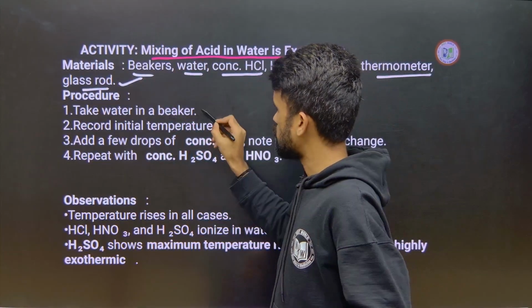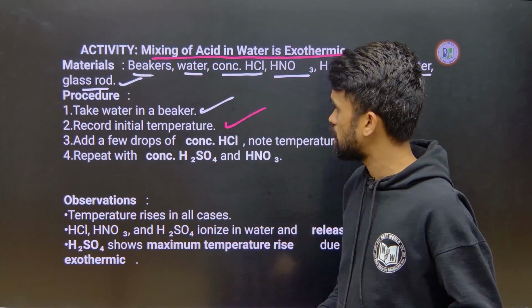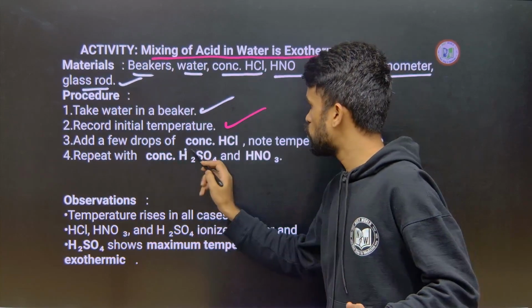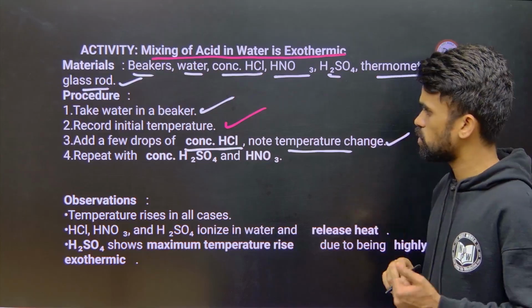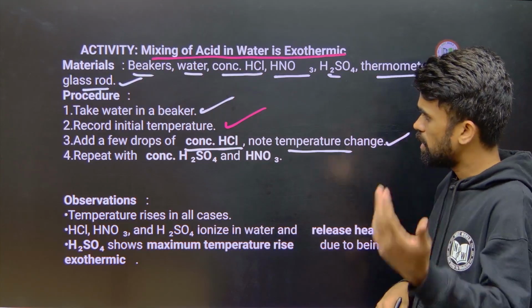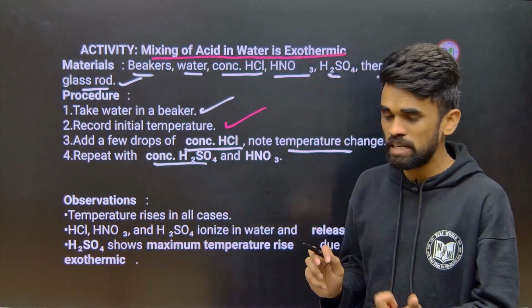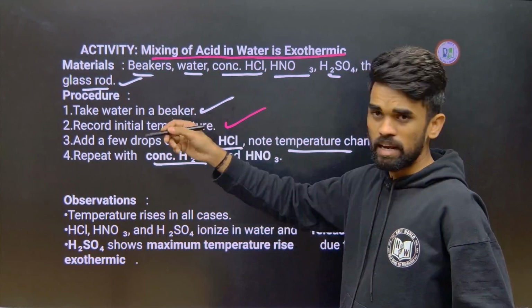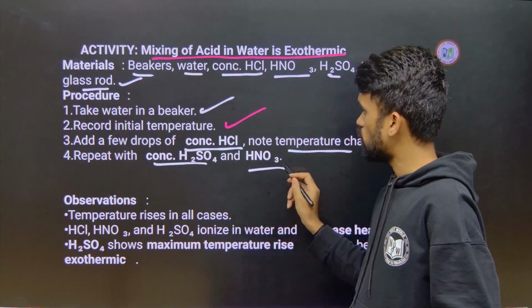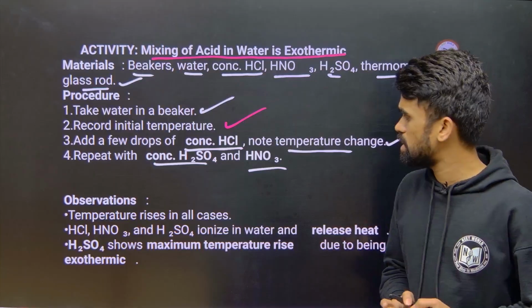Procedure: take water in a beaker, record the initial temperature of this water, then add a few drops of concentrated HCl and note the temperature change. Repeat the same experiment using concentrated sulfuric acid in another beaker, and in a third beaker, add water, measure the temperature, and add concentrated HNO3.